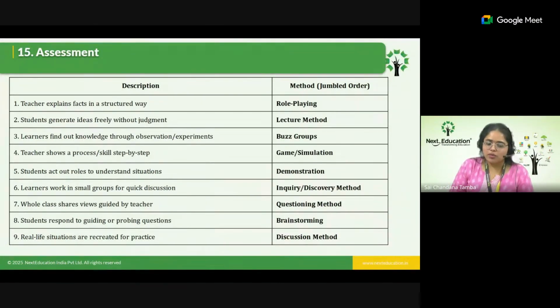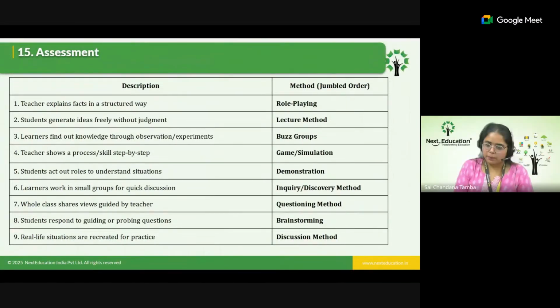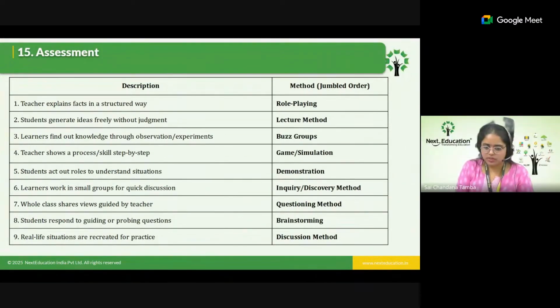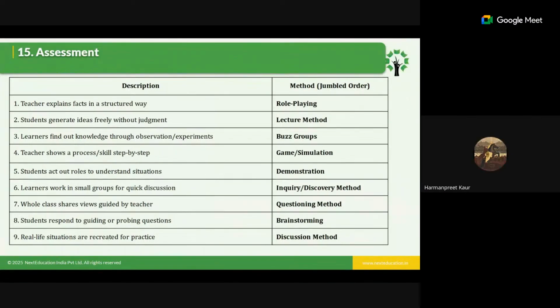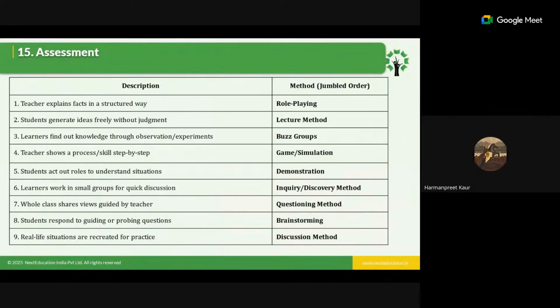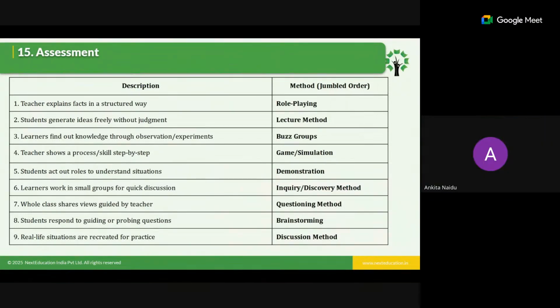Students act out roles to understand situations. Role playing. Yes. Learners work in small groups for quick discussion. Buzz groups. That is also a discussion method. Whole class shares views guided by the teacher. Discussion method, yes. Students respond to guiding or probing questions. Questioning method, right.